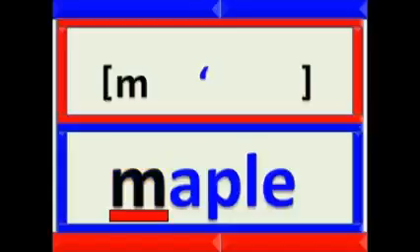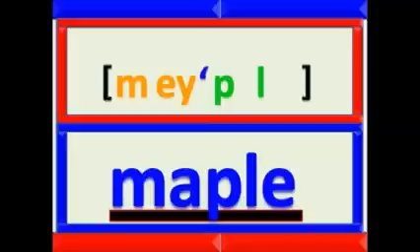Maple. M, A, May, P. Paul. May, Paul. Maple. Silent E, and the fence always goes one letter to the left of the L, which is the P. The fence always goes there. That separates the syllables.